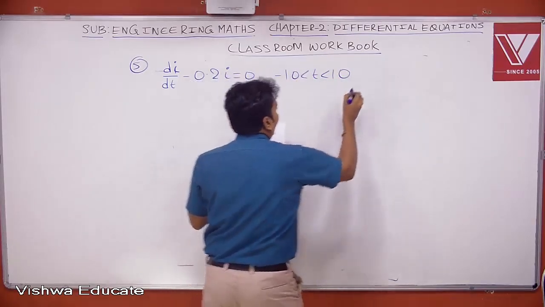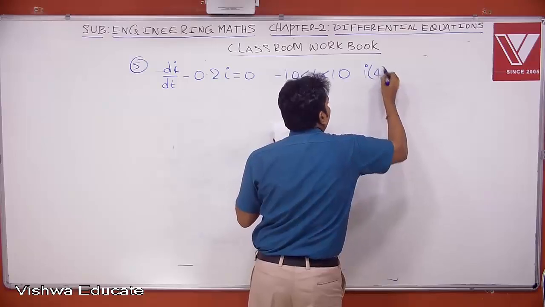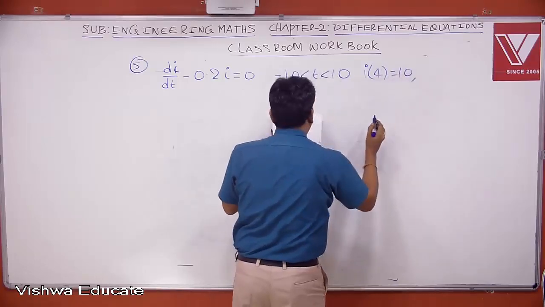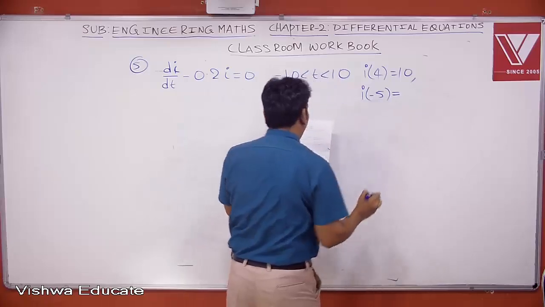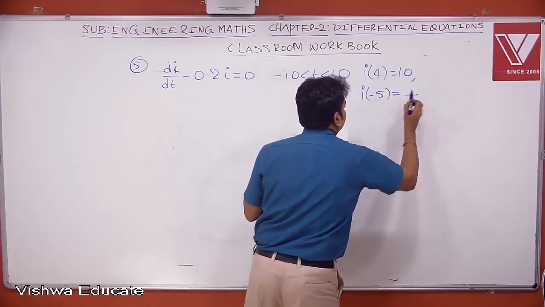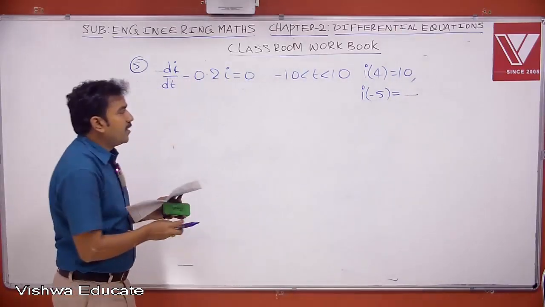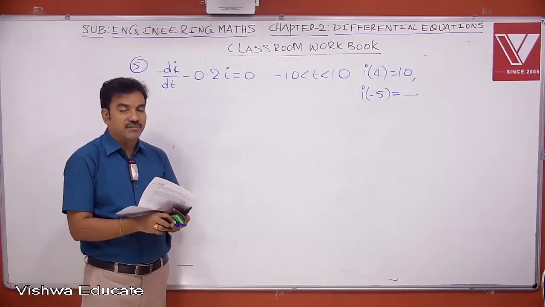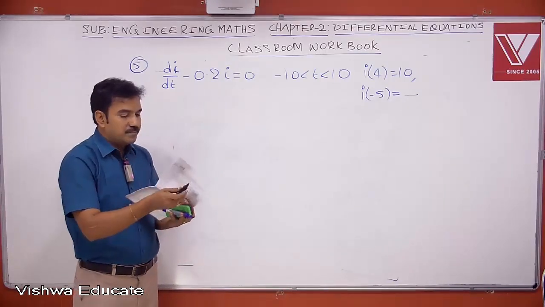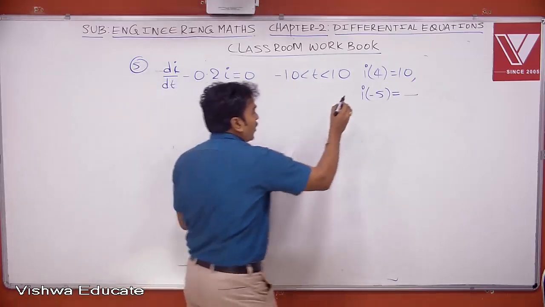If I of 4 equal to 10, then we need to find I of minus 5. It's a blank question. So we need to find the particular solution. After that, t is replaced by minus 5. Here the boundary condition is I of 4 equal to 10.